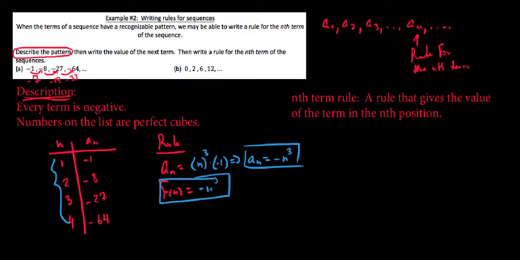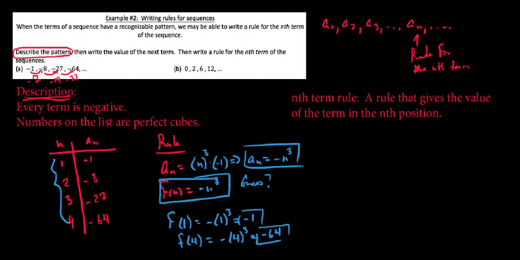And does this work? The thing is, once you've written a rule, this is kind of like a guess, and we need to make sure it works. So what we're going to do is plug in a few of these inputs from our table and make sure our rule works here. If I were to use the rule that I've written here and plug in a 1, then I would get negative 1 cubed, which is negative 1. If I were to plug in, say, my 4 here, f of 4, I would get negative 4 cubed, which is negative 64. We can see that this rule is working.